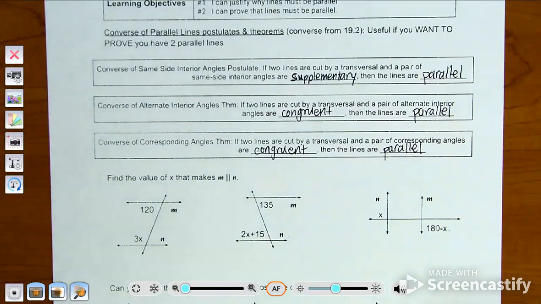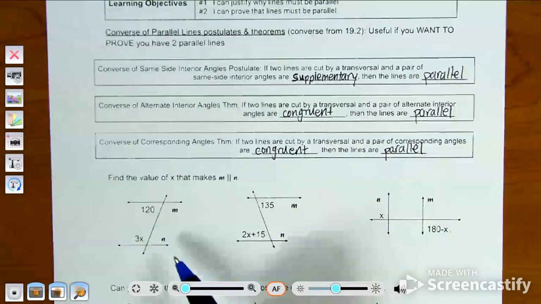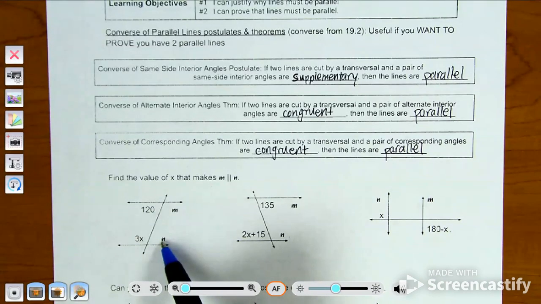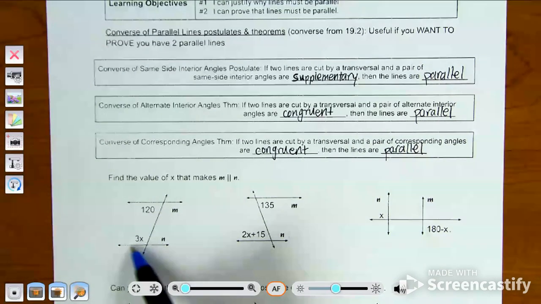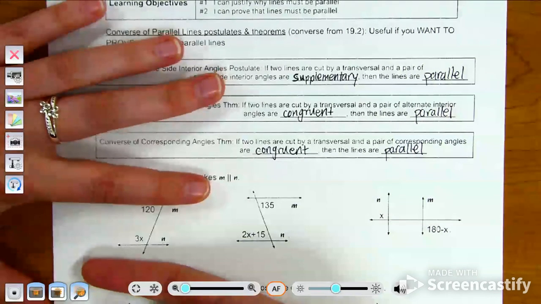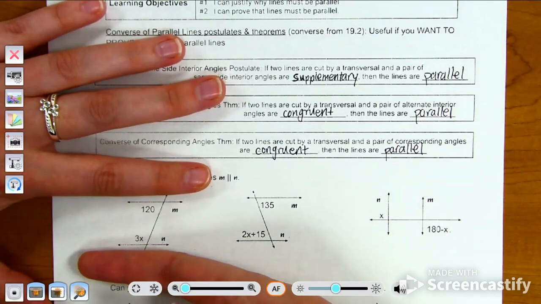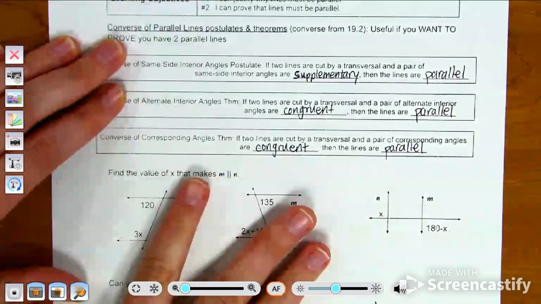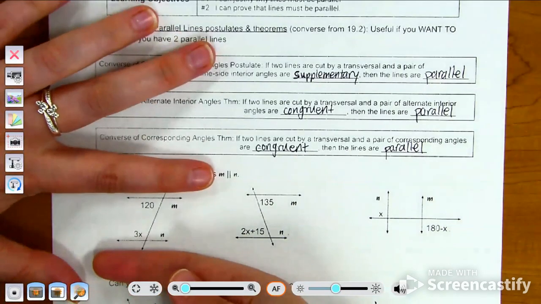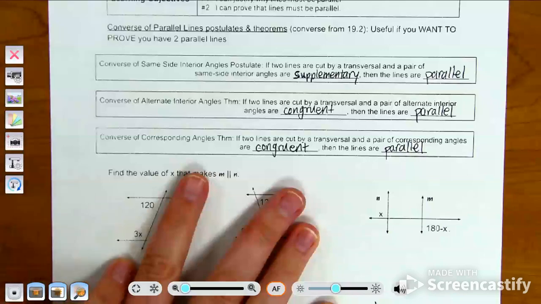Down here, we're asked to find the value of x that makes lines M and N parallel to each other. If I want M and N to be parallel, I need to do something with this 120 degree angle and this angle that's 3x. If I look at where these angles are located, I can see they are both between the lines that we want to make parallel, and they're both to the left of this transversal. So they are inside the parallel lines. They're on the same side of the transversal as each other.